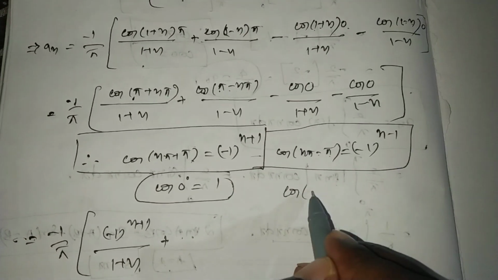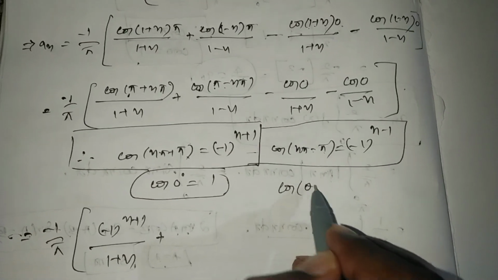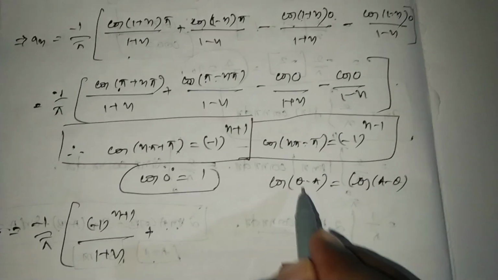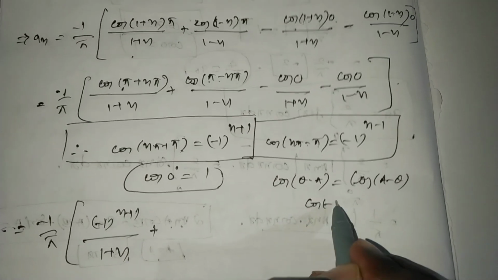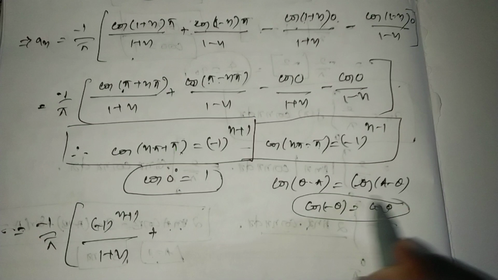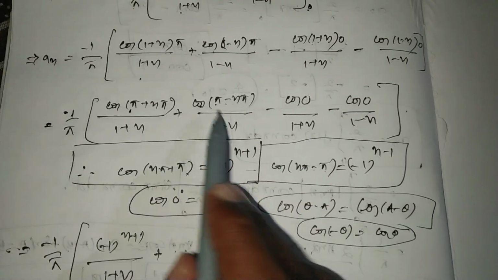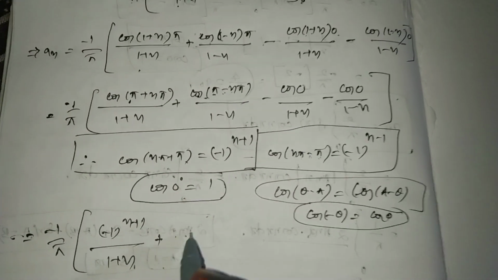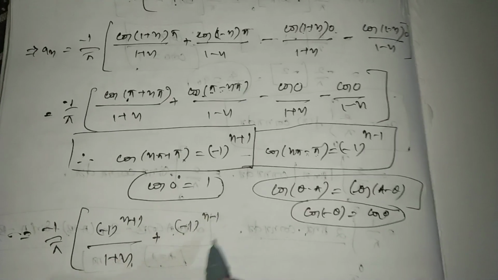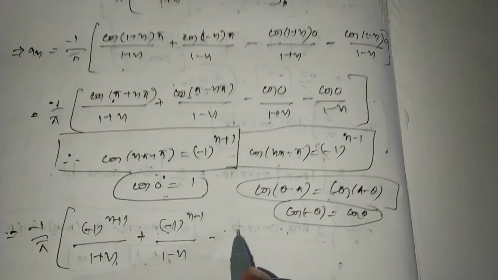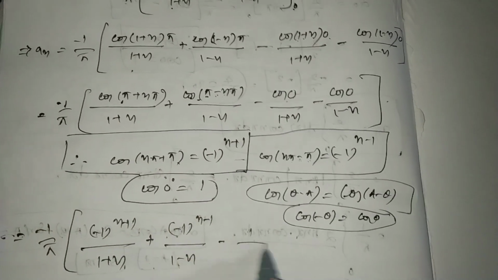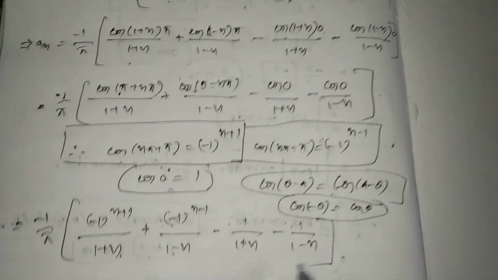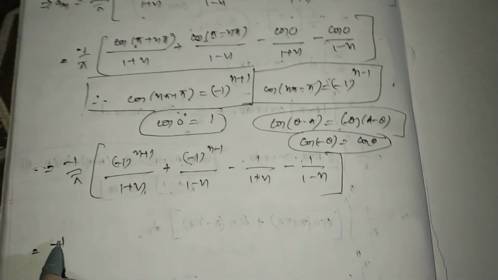We know that cos of (theta minus a) we can write as cos of (a minus theta) also. If we take negative common, cos of minus theta is cos theta. So in that way, this will be cos of (pi minus n pi) or cos of (n pi minus pi), both are the same. So (minus 1) power n minus 1 whole upon (1 minus n) minus cos 0, cos 0 value is 1, 1 by (1 plus n) minus 1 by (1 minus n).